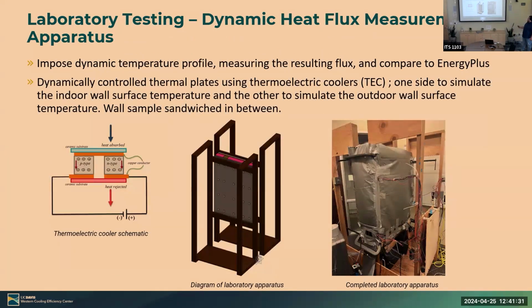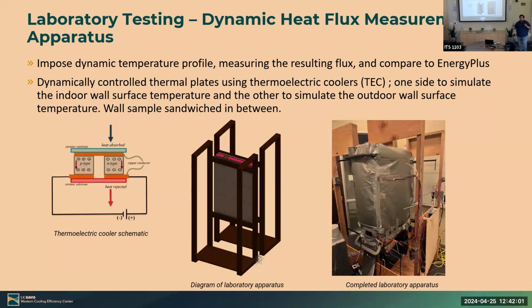Now going on to the dynamic heat flux measurement apparatus. As I said before, the idea was we wanted to apply a temperature to the indoor side and outdoor side of that wall sample and measure the flux going through. The way we did this is we had 2 big heat spreaders controlled with TECs, which are thermoelectric coolers. You're able to essentially have a hot side and a cool side, and control that temperature using voltage and voltage polarity.